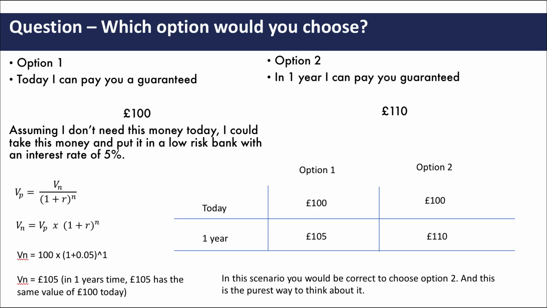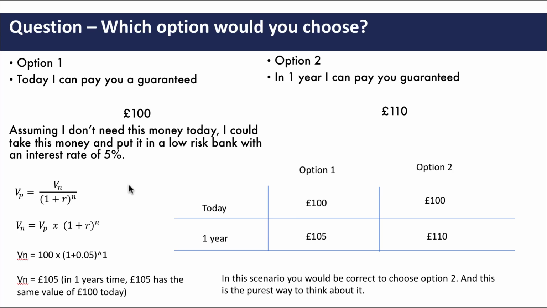That's 100% going to happen. This is zero risk money. Well, you can ask yourself, assuming I don't actually need this money today, I could take this money and put it in a low risk bank account and get an interest rate of say 5% from that bank account, and let's see what happens.